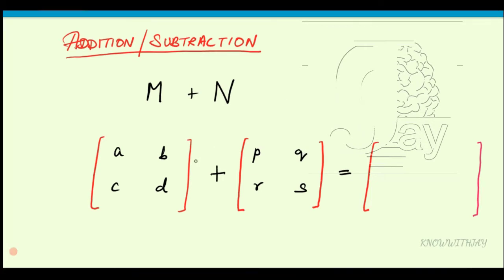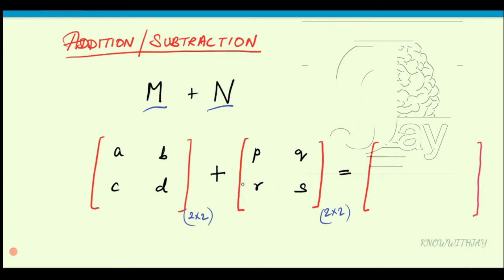Two matrices can be added, like here we have matrix M and matrix N. Now these two matrices can be added if they have the same order. You can see the order of the first one is 2 by 2, and the second matrix is also 2 by 2. So now since the matrices have the same order, we can add these matrices, and it's very simple.